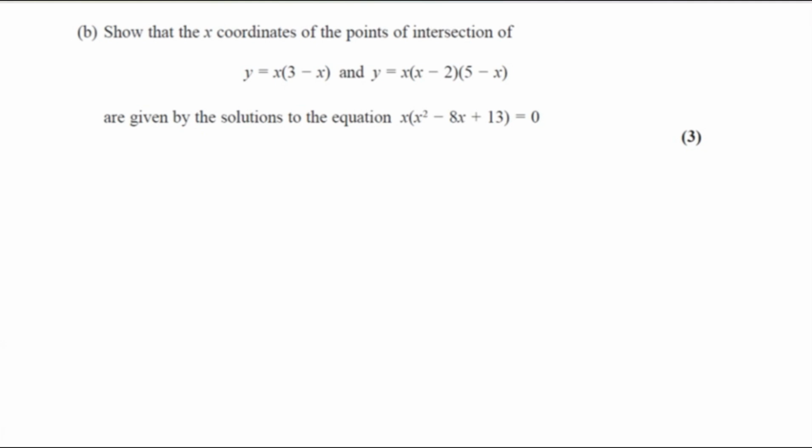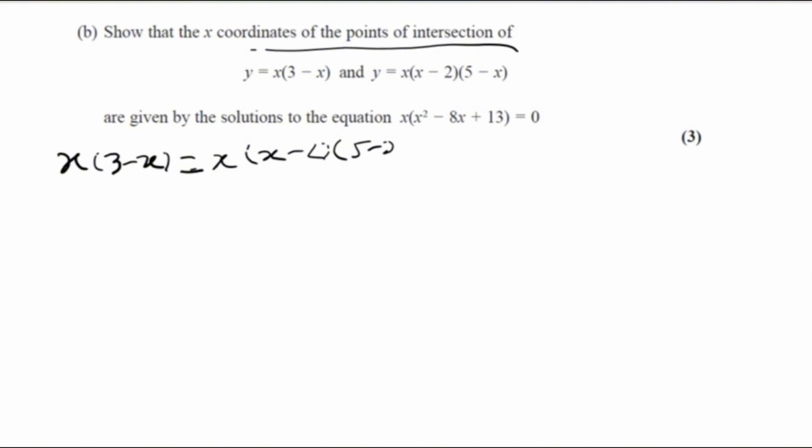Okay. Now part B of that question. The x coordinates of the points of intersection of these two functions are given by the solution to this equation. So we have to simplify these two functions this way. And we know that to find the intersection point, we have to equate these two functions. So I can write x into (3 minus x) is equal to x into (x minus 2) into (5 minus x).